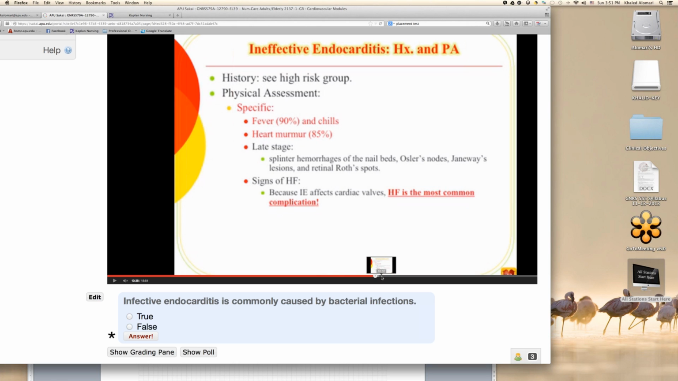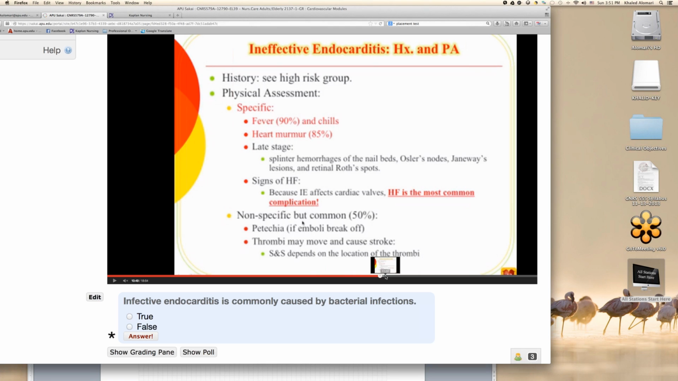Okay, so as you see, critical thinking is not something you can lecture about. It's really a skill that you will need to acquire and learn.